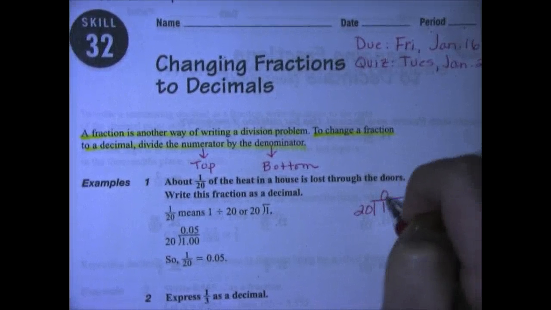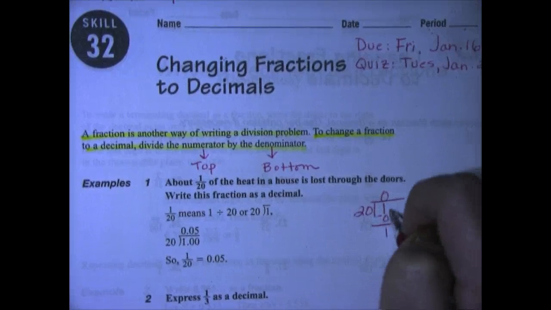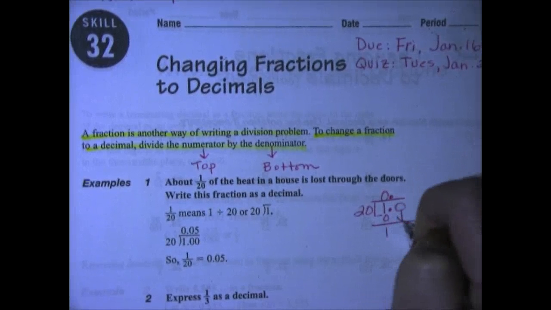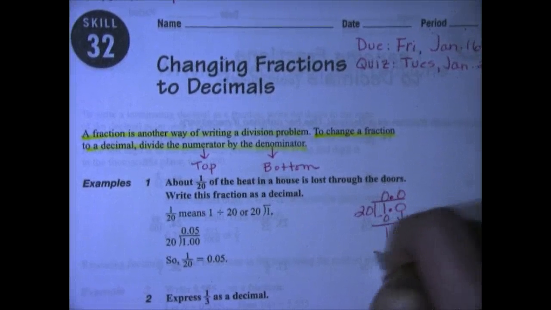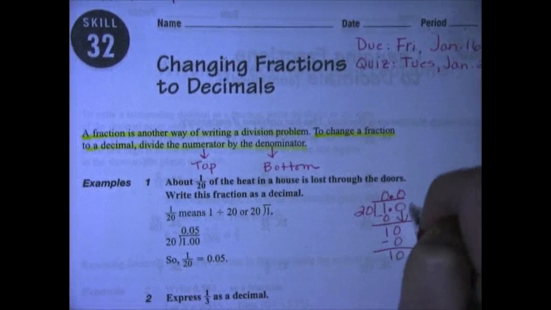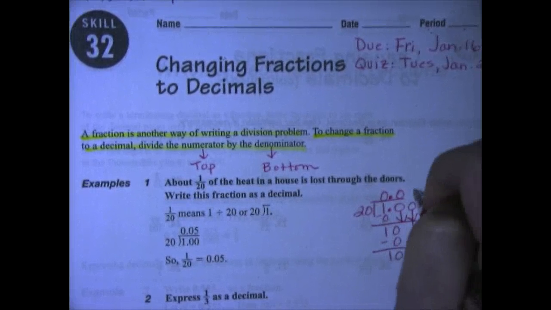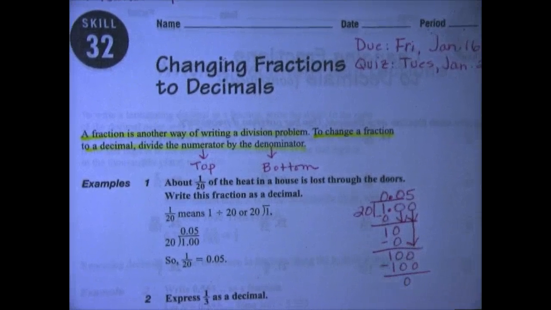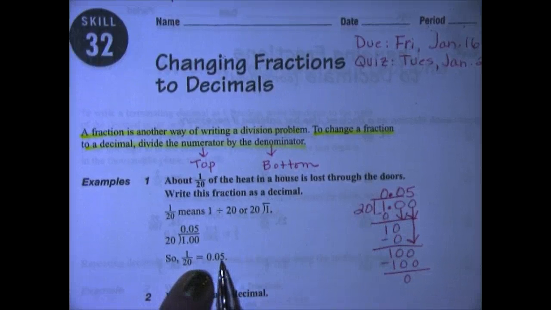20 goes into 1 0 times. 0 times 20 is 0. 1 minus 0 is 1. Decimal point here and straight up. Bring down a 0. 20 goes into 10, 0 times. 0 times 20 is 0. Subtract and you get 10. Pull down a 0. 20 goes into 100 5 times. 5 times 20 is 100. Remainder is 0, so we know that we're finished. So this is the way that they got 5/100ths as the answer, 0.05, by doing the division.